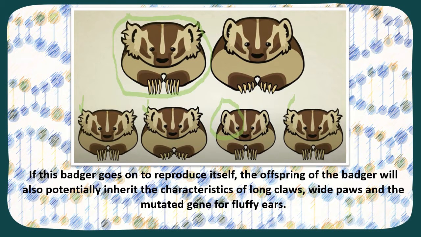In the case of badger 1, it has thin paws, long claws, fluffy ears. In the case of badger 2, it has fluffy ears, fat paws, short claws. In the case of badger 3, it's very similar to badger 1 with the long claws, thin paws, but no fluffy ears. And then this one is very similar to the first one as well. Not completely identical because remember that we have over 8 million different combinations of those chromosomes.